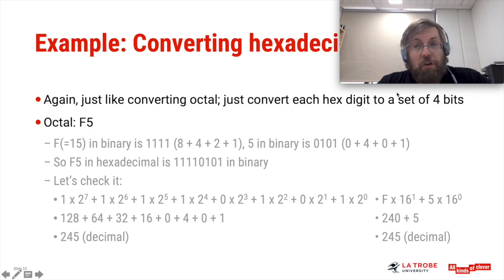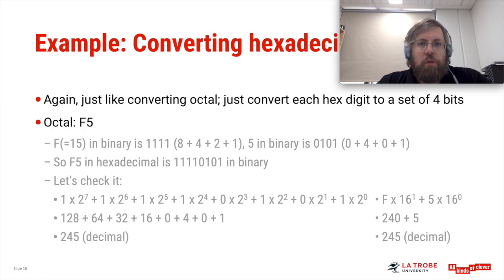Hexadecimal to binary, also easy. Just convert each hex digit to a set of 4 bits. F is 15 is 1111. 5 in binary is 0101. So F5 in hexadecimal is 11110101. They both are 245 in decimal. Okay?